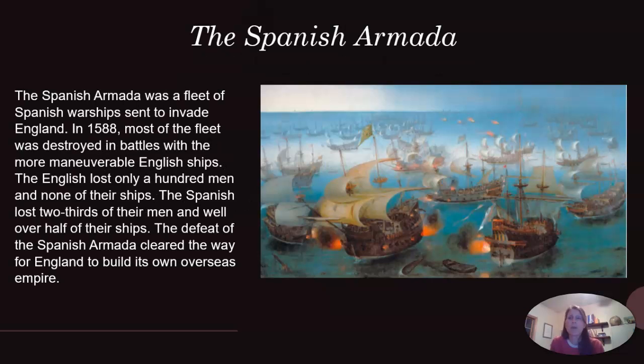The Spanish Armada. The Spanish Armada was a fleet of Spanish warships sent to invade England. In 1588, most of the fleet was destroyed in battles with the more maneuverable English ships. The English lost only 100 men and none of their ships. The Spanish lost 2/3 of their men and well over half of their ships. The defeat of the Spanish Armada cleared the way for England to build its own overseas empire.